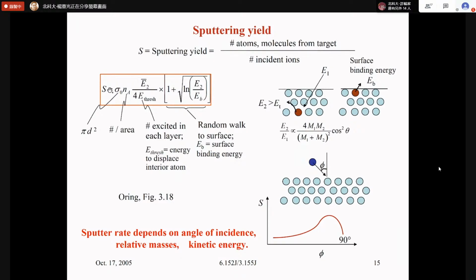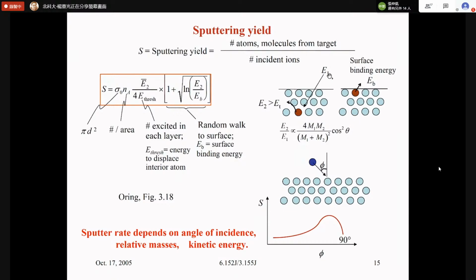It's quite easy to remember, right? Larger binding rate, less sputtering yield. Larger threshold energy, less sputtering yield. Okay, I hope you can memorize this.